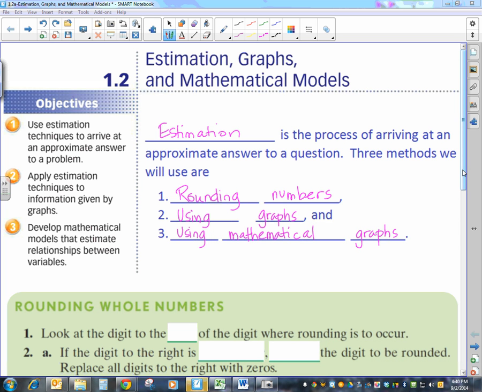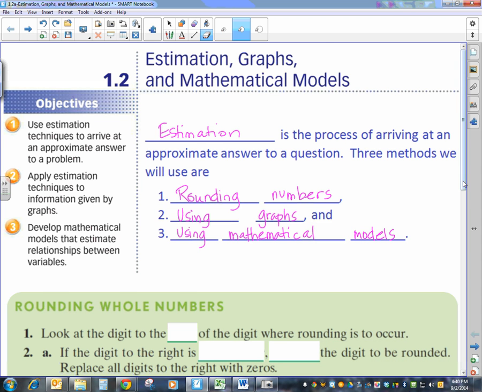All right, so the first one we're going to talk about today, I've split this lesson up into two parts. First part is going to be rounding the numbers, and then the next, tomorrow's lesson, is going to be using the graphs. You know what? This is what happens when I talk and write at the same time. That was supposed to say mathematical models, not mathematical graphs.